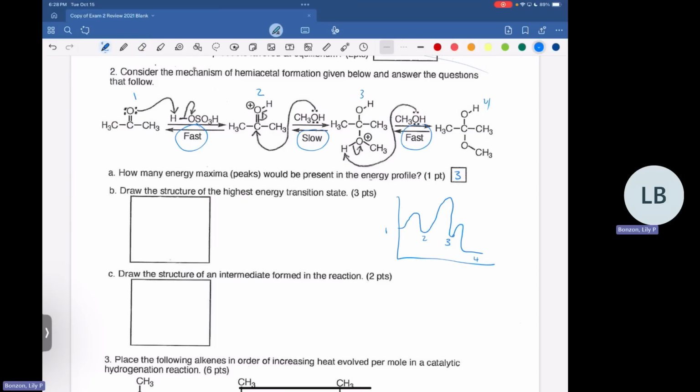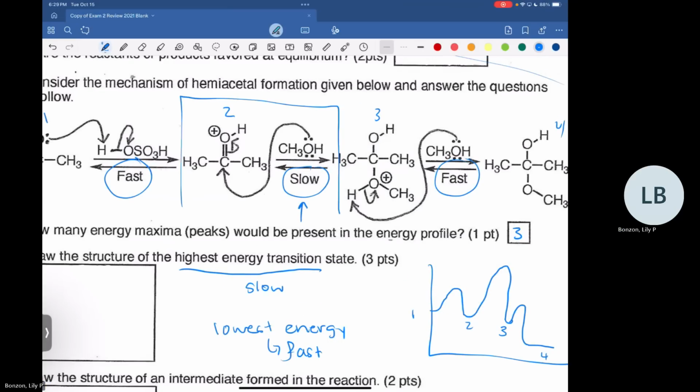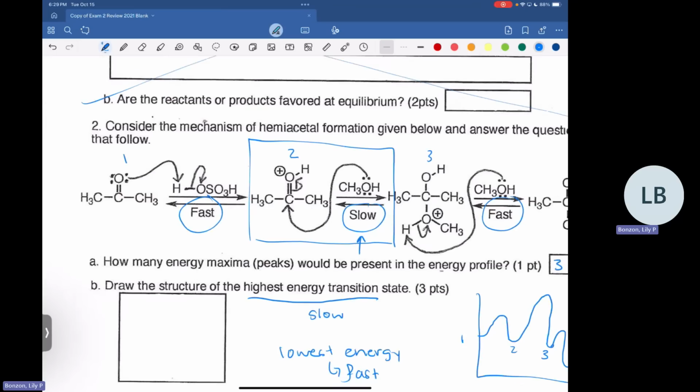Okay, for the next question, the structure of the highest energy transition state. So the highest energy transition state is going to be the slow step. And if it asked you about lowest energy, I think this was on Hamza's exam yesterday, that would be any of the fast steps. And that's just because the slow step requires the most energy to get over that peak. So the slow step will be the highest energy step as well. So we see here, we have the slow step.